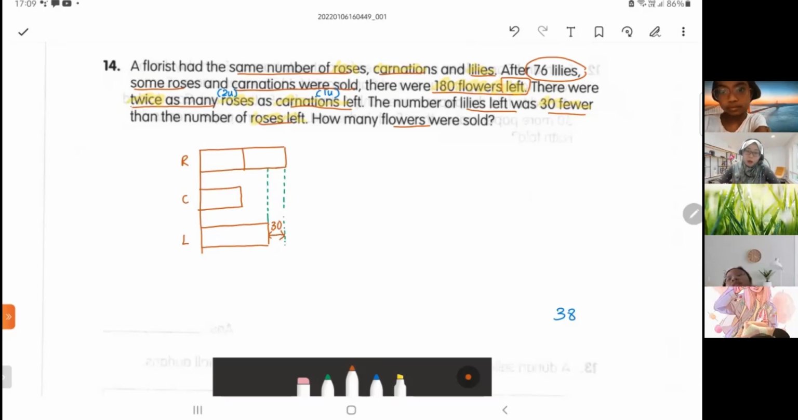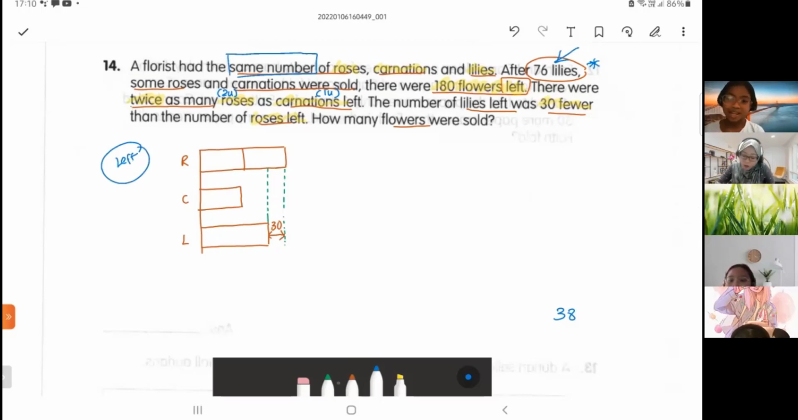Now, how many flowers were sold? I want to know the flowers that were sold. All right, before all this was sold, there were 76 lilies sold. This one we haven't put in. Just take note, haven't put inside the model first. Before all this happened, this is my leftover. I start off with my leftover. They actually have the same number of roses, carnations, and lilies at first, right? So this is another clue to start off with.